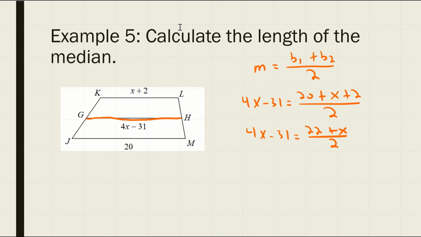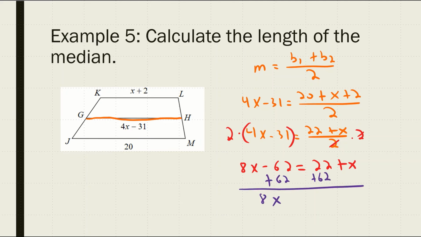Now basically we've got to solve for x. So we're going to multiply both sides by 2, making sure to put this in parentheses because we have to multiply this whole thing by 2. So 2 times 4 gives you 8x, 2 times negative 31 gives you negative 62. And the 2's here cancel, so you're left with 22 plus x. Now it's just some more algebra. We have to add 62 to both sides, all right? And that gives us 8x. The 62's cancel, and we're left with 84 plus x.